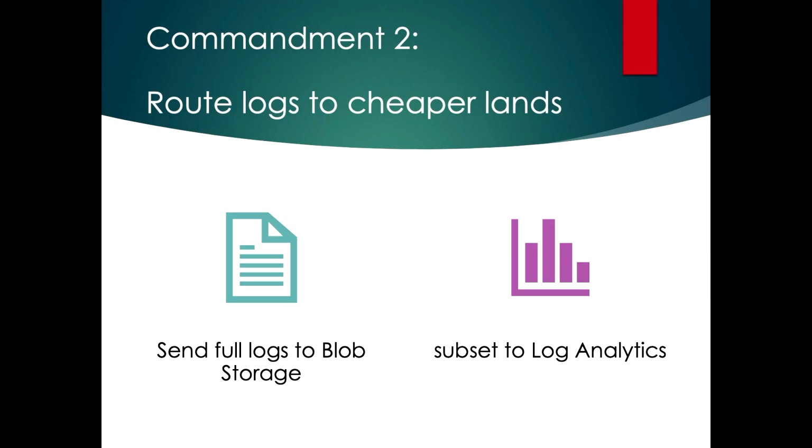Commandment 2, route logs to cheaper lanes. Send the full logs to the Blob storage and a subset to Log Analytics. This is that transformation. In the transformation video, I showed you 2 strategies. One of them where you can set up a transformation that sends all the data to Blob, and you can also set up a strategy where you send a subset to the Log Analytics workspace.